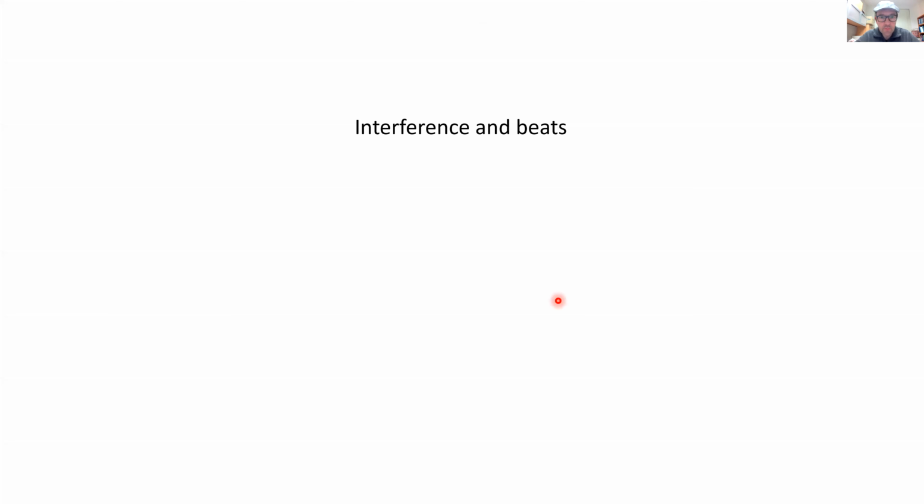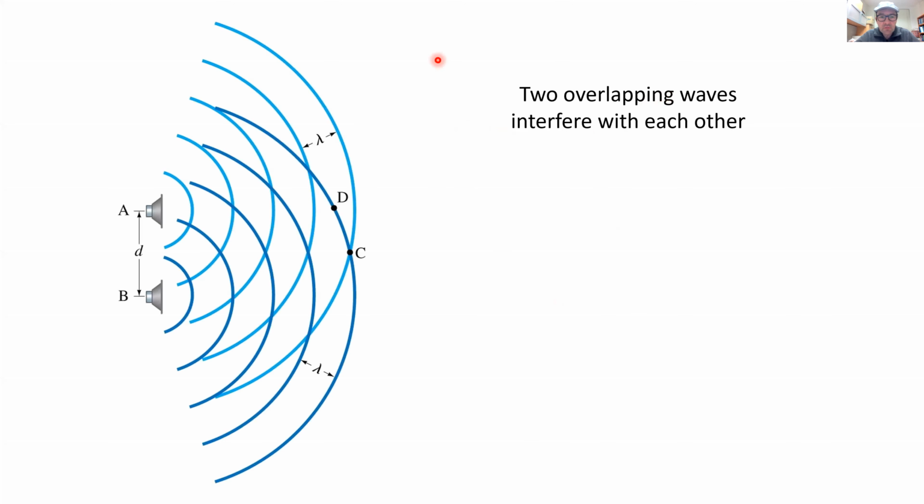Hello again, Physics 243. In this unit, we'll talk about interference and beats. So interference refers to the overlap of waves. Two overlapping waves interfere with each other.